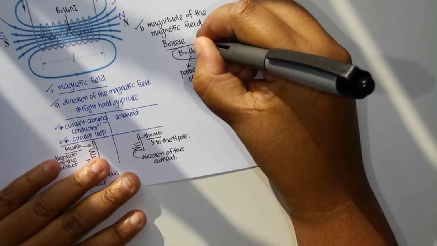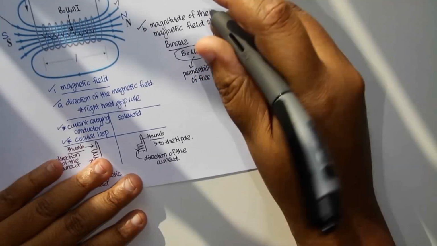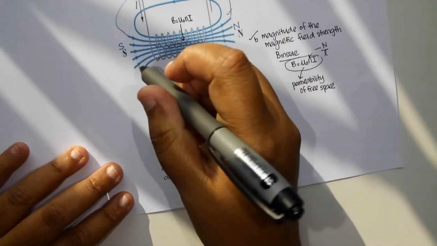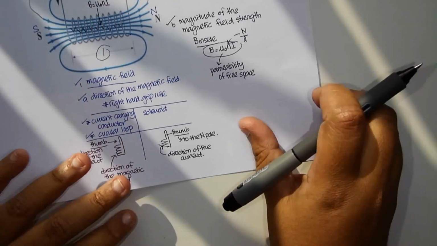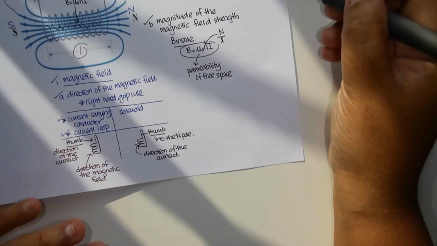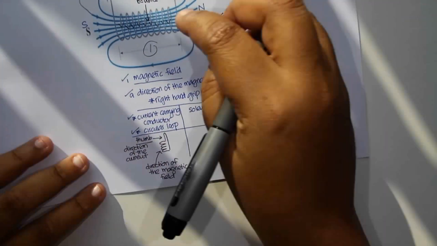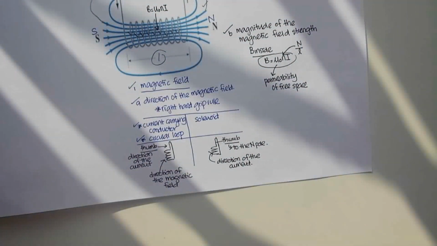And what is n? n is the number of turns of the coil per unit length. Length is from here to here. This is the length. And I is the current. So the magnetic field strength, or magnetic flux density, at the center of the coil, which is the strongest, is B equals μ₀nI.